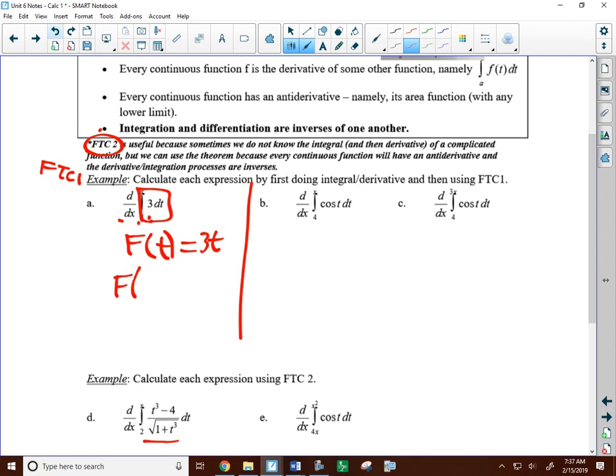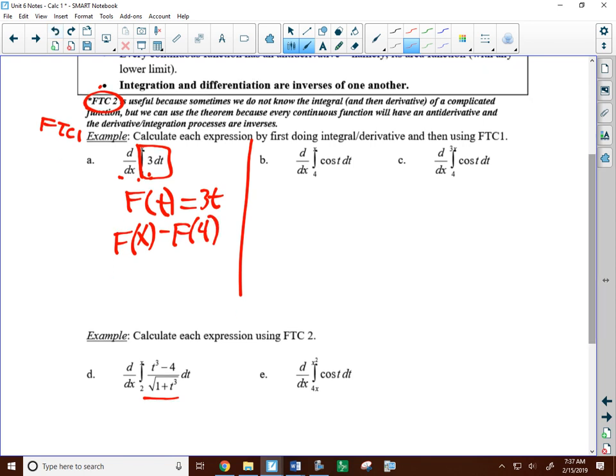Now here's the thing with a lot of these integrals for FTC2: you'll see a variable in one of the lower or upper limits. So it's not 4 to 6, it's 4 to x, or other variables. So now we're doing F of b minus F of a. So b is the x, minus F of a, which is the 4. So I'm plugging in x now up there, so it's 3x. Again, this is just FTC1. Minus, then I'm plugging in 4 up here, 3 times 4 is 12.